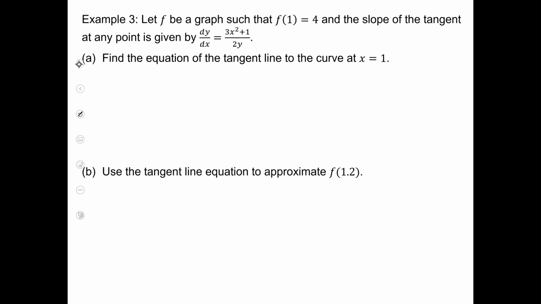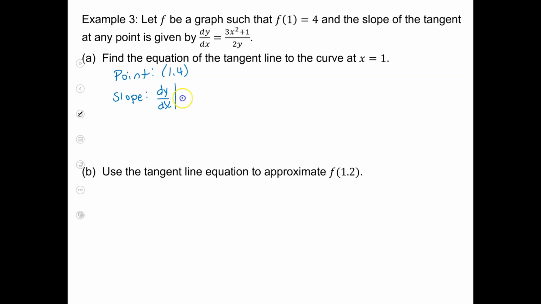Okay, find the equation of the tangent line to the curve at x equals 1. Well, in order to find the equation of the tangent line, I need two things. I need a point. Well, do I know what the value of the function is at x equals 1? Yes, they give that to me, (1, 4). But what about the slope at x equals 1? The slope comes from finding dy dx. Now, in this case, dy dx is a function of both x and y, so we're going to need to substitute both of those things in at the same time.